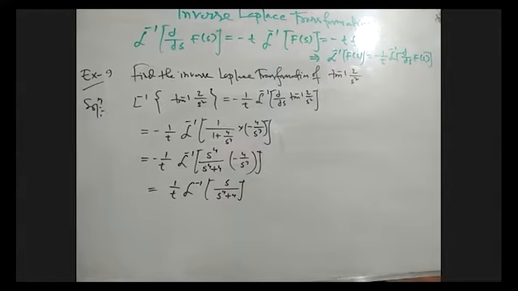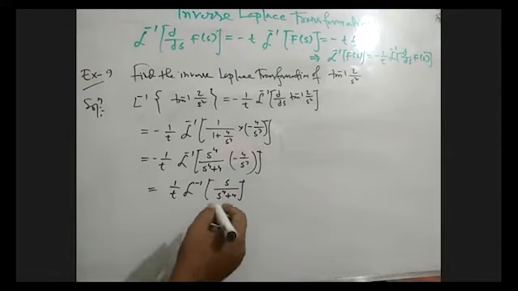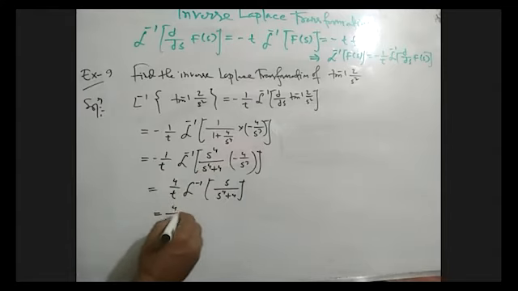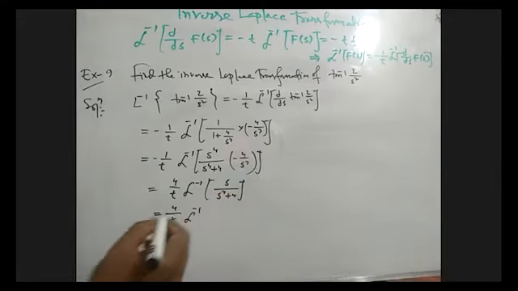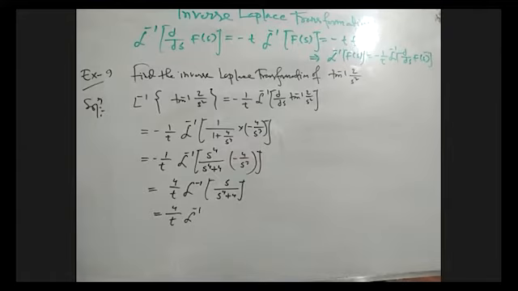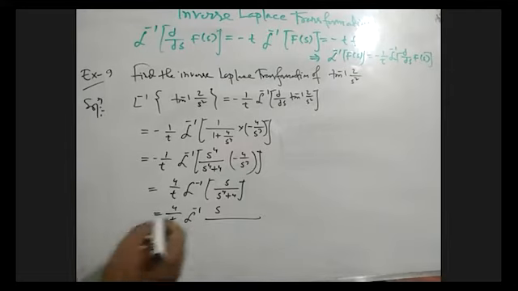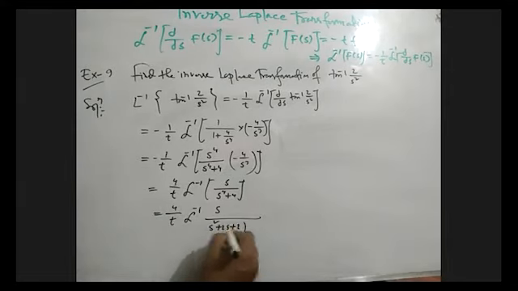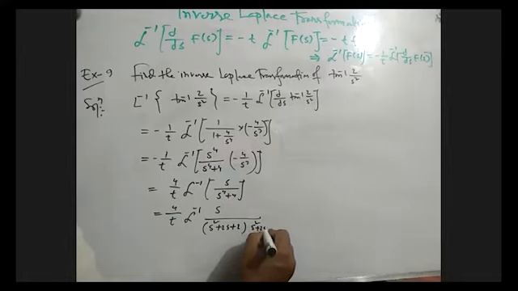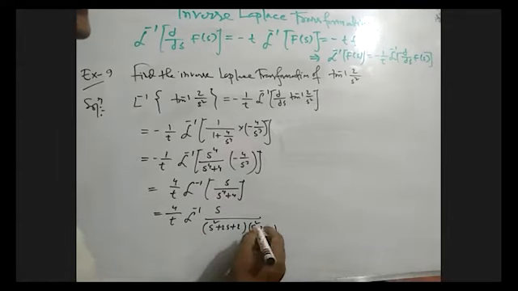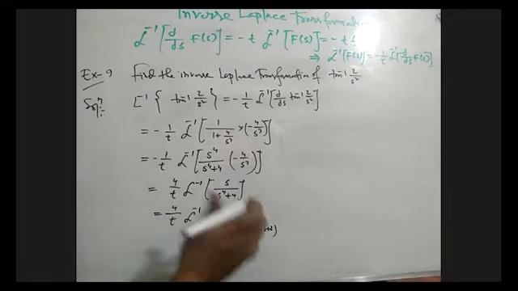Now by partial fraction, we can write s divided by s to the power 4 plus 4 like this: s divided by (s square plus twice s plus 2)(s square minus twice s plus 2). If you multiply, we get this easily.